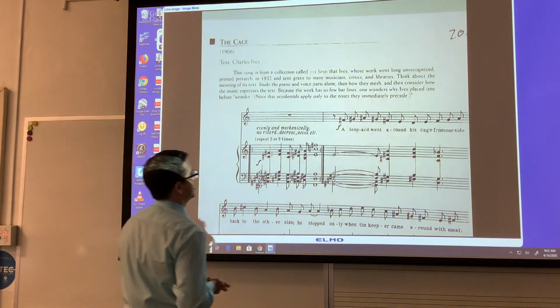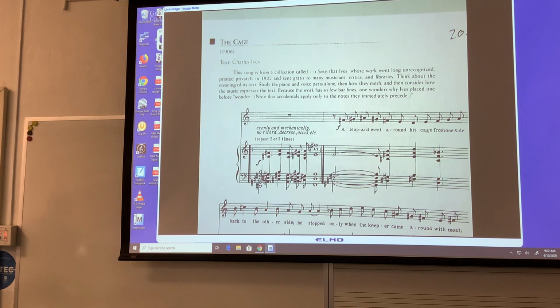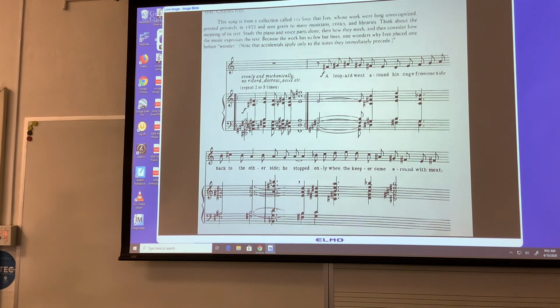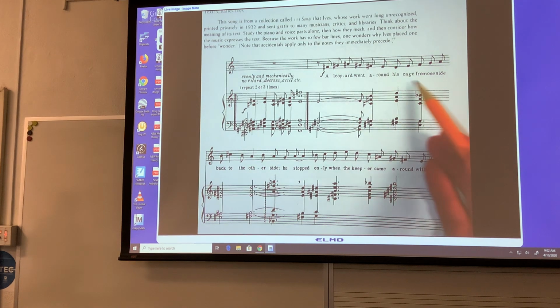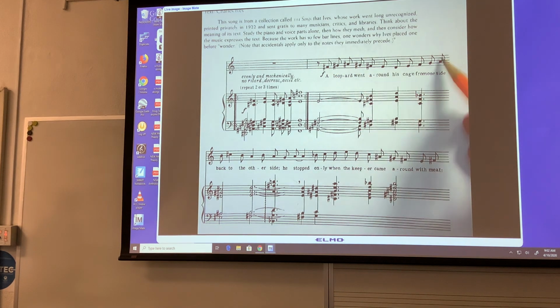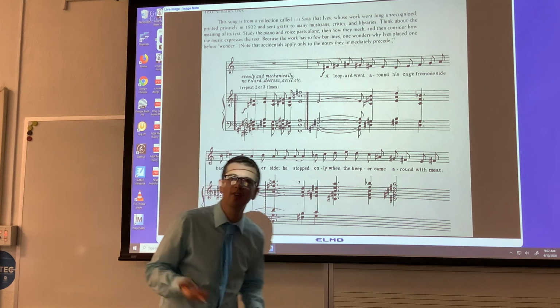So let's talk a little bit. You'll notice that this text very much fits the melody and vice versa. A leopard went around his cage from one side back to the other, and the melody just sort of goes back and forth, up and down. It wanders aimlessly. The melody doesn't feel very goal-oriented, just like the leopard wandering around in the cage is not goal-oriented.